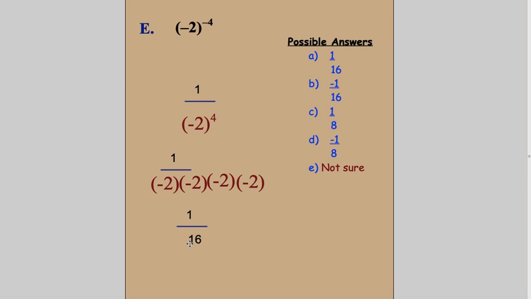Hopefully this was helpful. Obviously, avoid making mistakes like going 2 times 4, always thinking it's a negative anytime you have a negative exponent, and good luck.